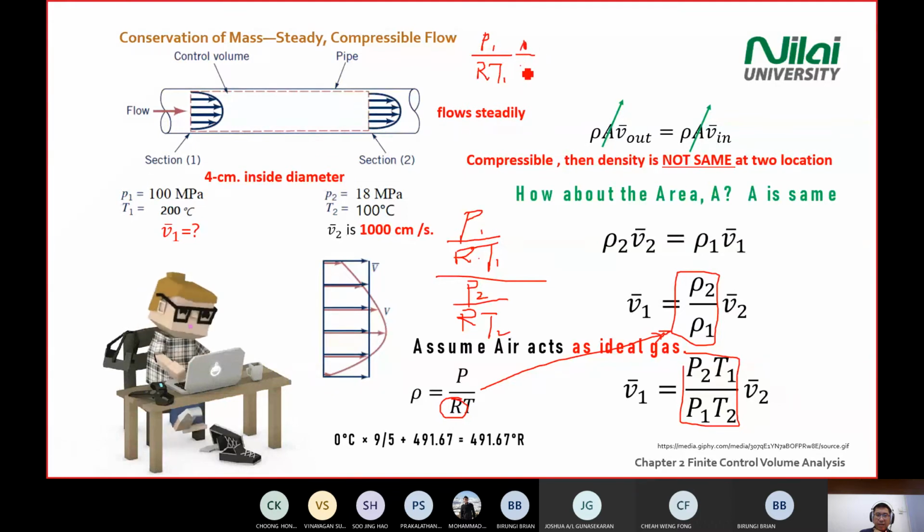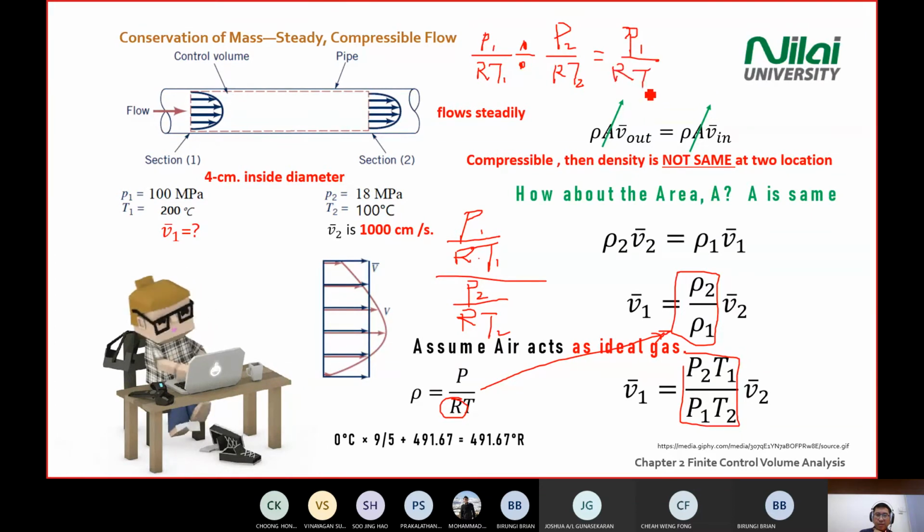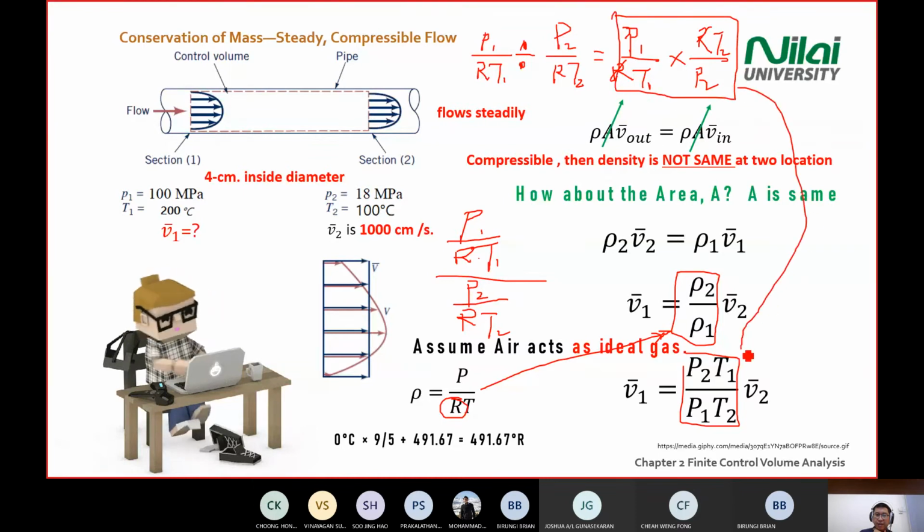Divide, right? P2 over R T2 equal P1 over R T1. Divide, you can always convert as a times. You just flip the term here. Okay, R because it's the same, cancel out from here. Substitute back here.